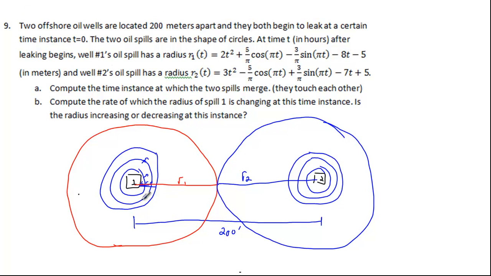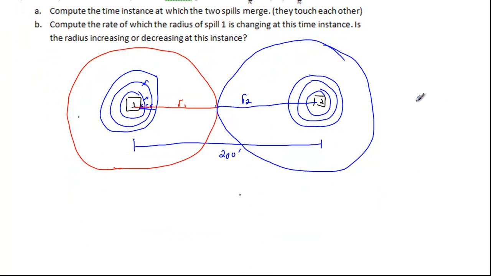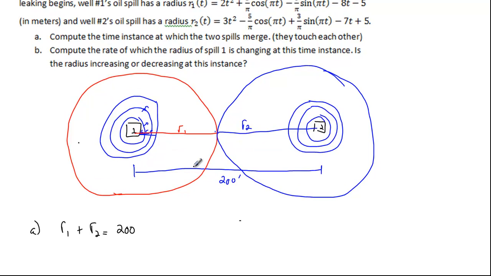So let's look at this. We know the total distance from here to here is 200 feet, from here to here is R1, and from here to here is R2. Can you see a way in part A for us to relate R1 and R2 to our value of 200? Hopefully we recognize that R1 plus R2 equals 200 feet. This from here to here plus this from here to here, R1 plus R2, equals the total distance of 200.